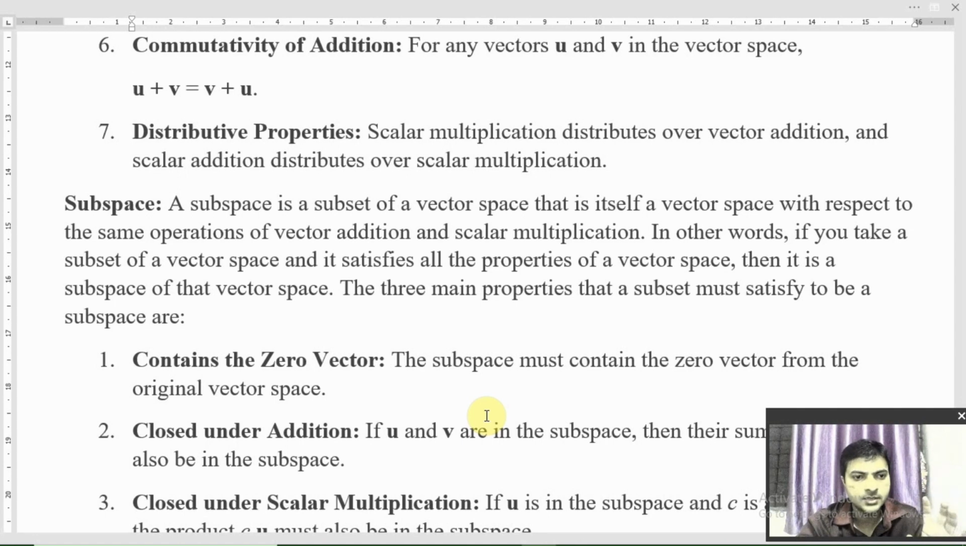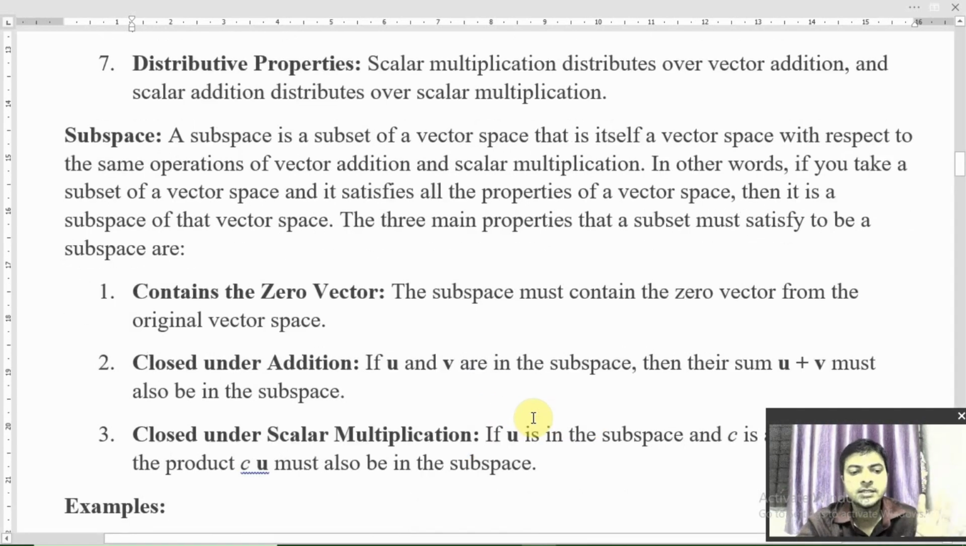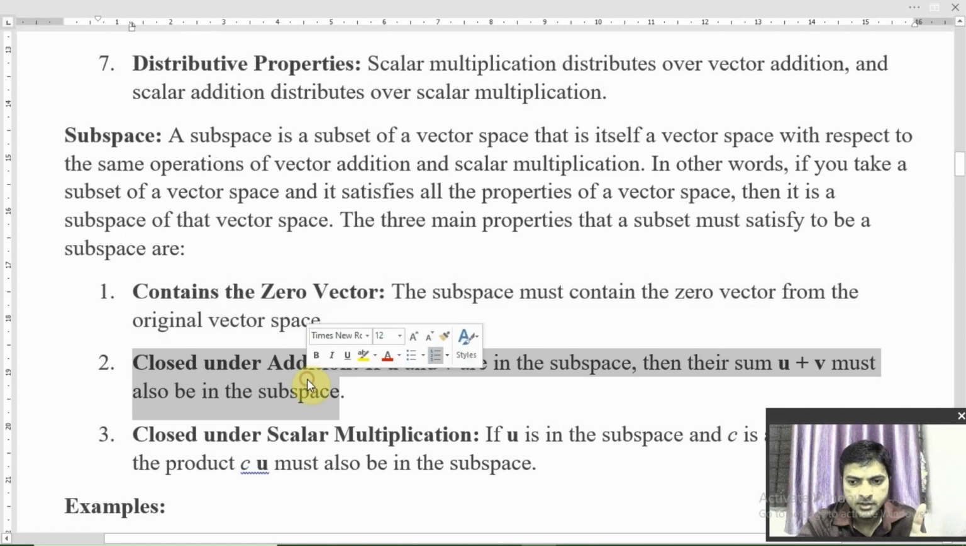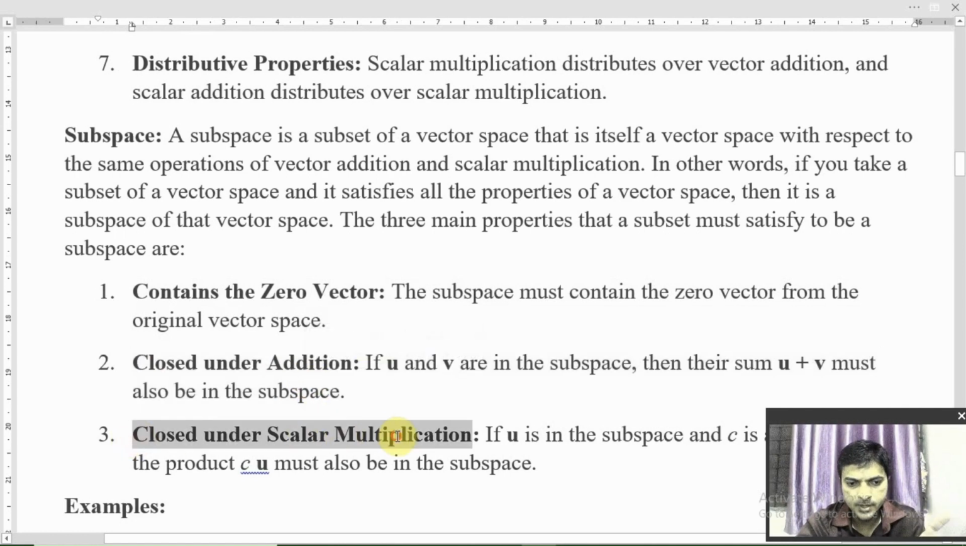So to see how a subspace must be, at least these 3 properties must be satisfied. One, it contains the 0 vector. Second, closure under addition, and third, closure under scalar multiplication. If you take a 0 vector, it should belong to the vector space, so it contains the 0 vector. Then in closure under addition, u plus v must belong to V, and in scalar multiplication, cu must belong to V. That's it.